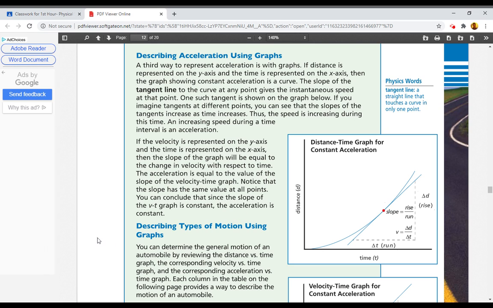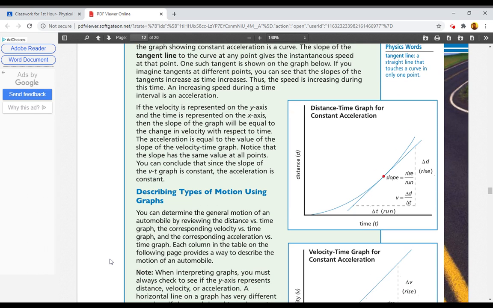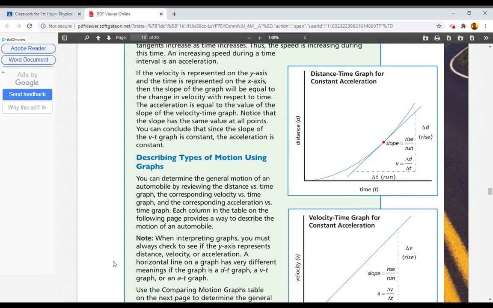Describing types of motion using graphs. You can determine the general motion of an automobile by reviewing the distance versus time graph, the corresponding velocity versus time graph, and the corresponding acceleration versus time graph. Each column in the table on the following page provides a way to describe the motion of an automobile. Note, when interpreting graphs, you must always check to see if the y-axis represents distance, velocity, or acceleration. A horizontal line on a graph has very different meanings if the graph is a distance time graph, velocity time graph, or acceleration time graph.